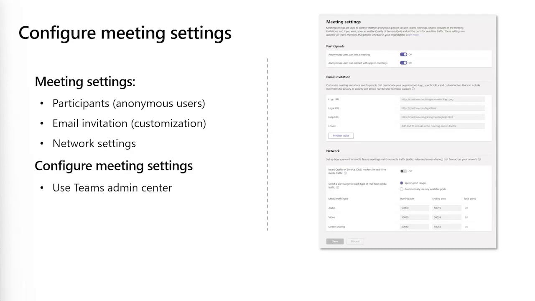There are various meeting settings we can use. Do we want to allow for anonymous users to access, or do we want to use email invitations, and then we can customize those invitations as well? We can configure these settings from the Teams Admin Center.